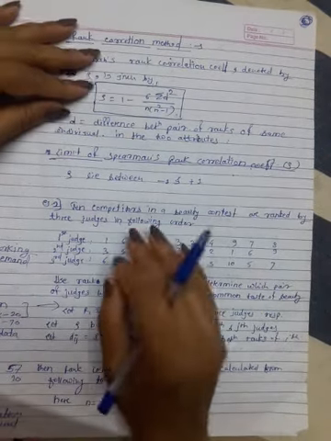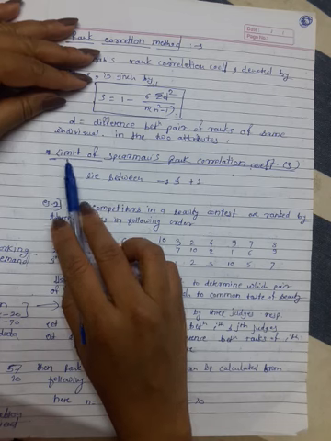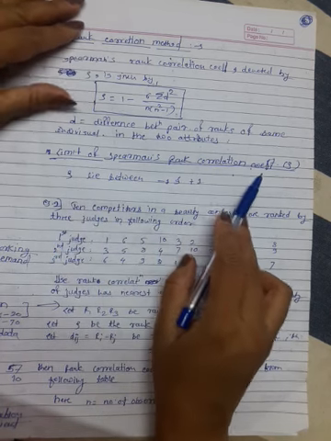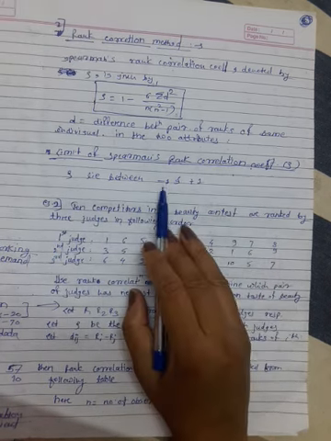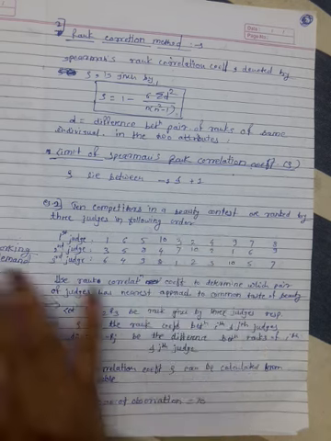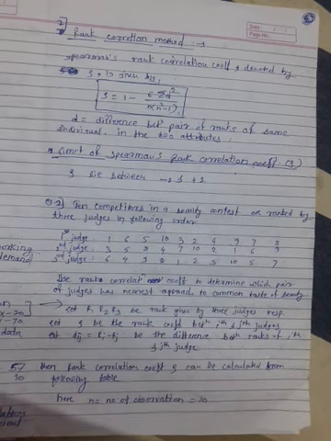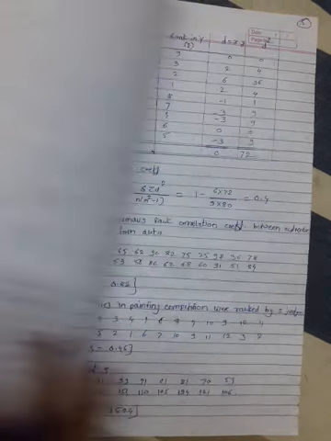This is the formula. Now this is the limit also. The limit of Spearman's rank correlation coefficient is that rho lies between minus 1 and plus 1, same as r. Now consider the first example.